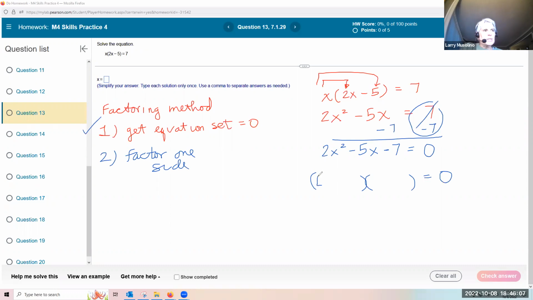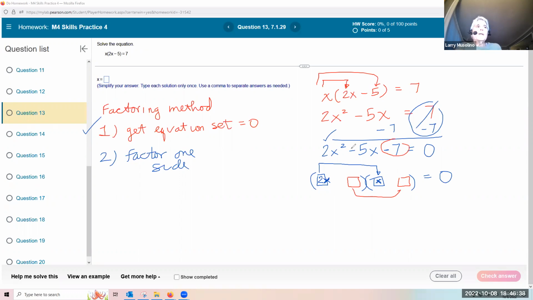Let me start off with these front two blue boxes. These two blue boxes have to multiply to get me back to the 2x squared that I started with. So I'm going to try putting a 2x and an x here, because I know 2x times x will get me back to the 2x squared. Let me come to these red boxes. The red boxes have to multiply to get me this negative 7 back here.